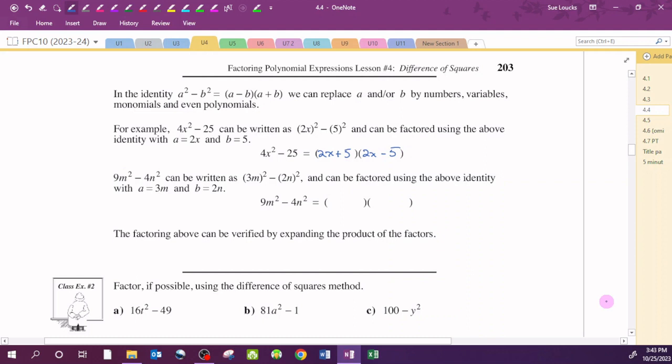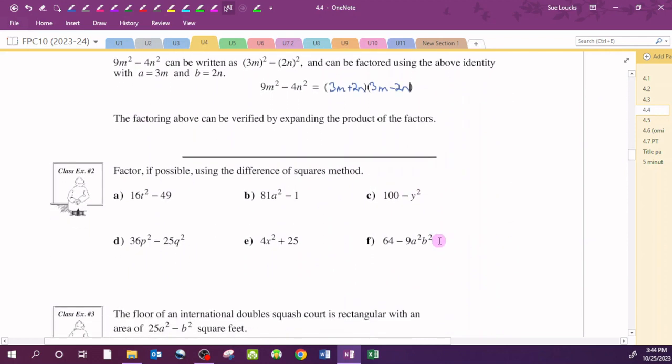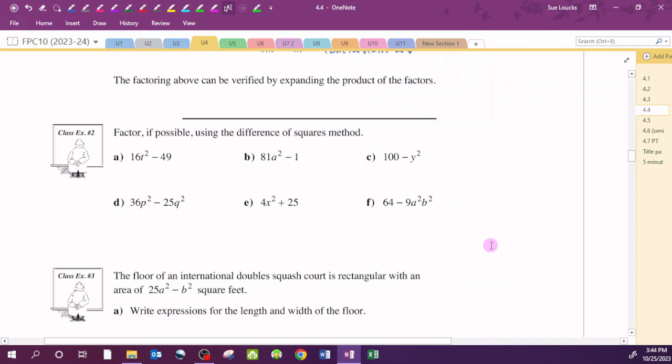That's that. Okay, and here, same thing, 9m squared is a perfect square, minus 4n squared is also a perfect square. And so this is going to be 3m plus 2n times 3m minus 2n. Okay, that's it. Nothing very complicated there. So just some more practice or examples of this.